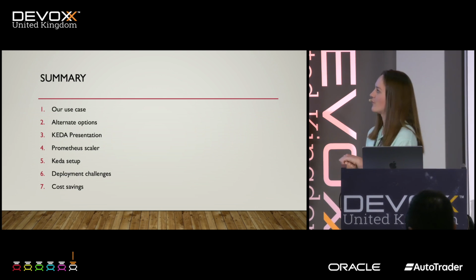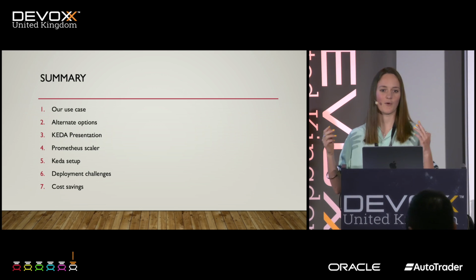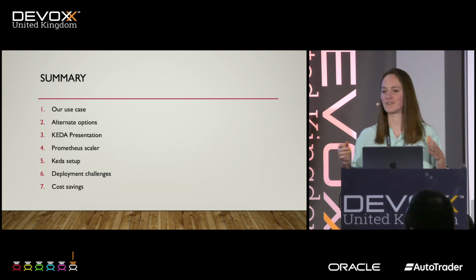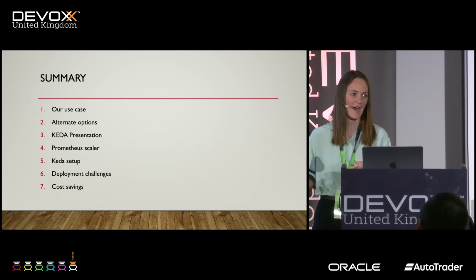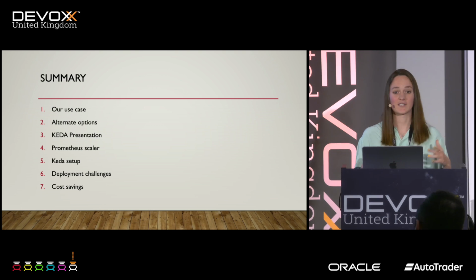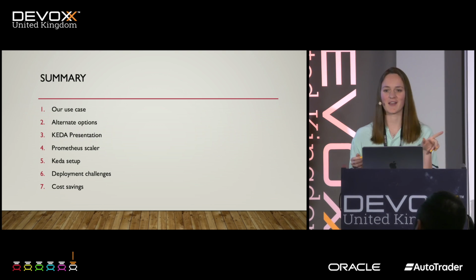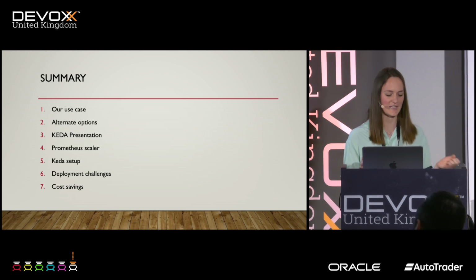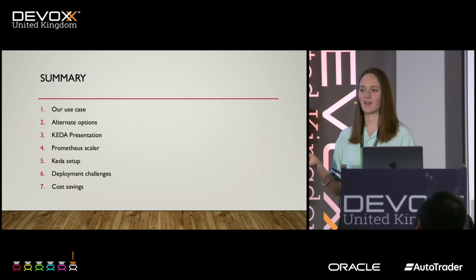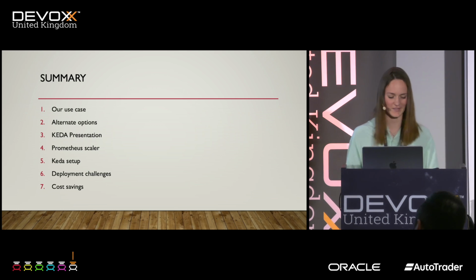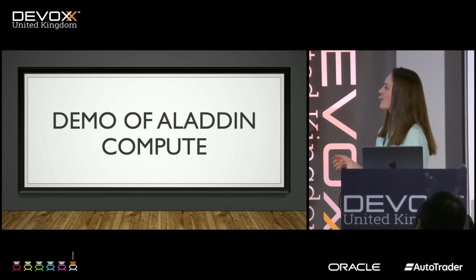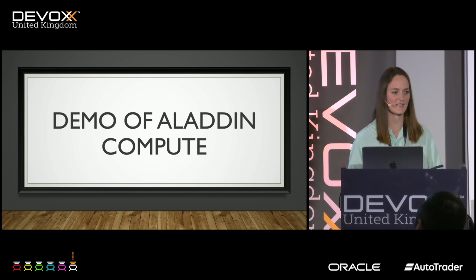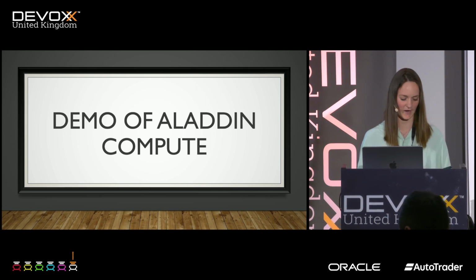Today we're going to cover first our use case, so where and how we are going to try and save millions over years with Keda. Then we'll cover the alternate options that we had, moving on to the presentation of Keda, because not everyone raised their hand today. Then we'll have a look at the Prometheus killer, the Keda setup, and finally coming to the money part, the interesting part, I guess. We're just going to start with a demo of Aladdin Compute, which is the main product that I want to demo today and the one that we are going to be working on.